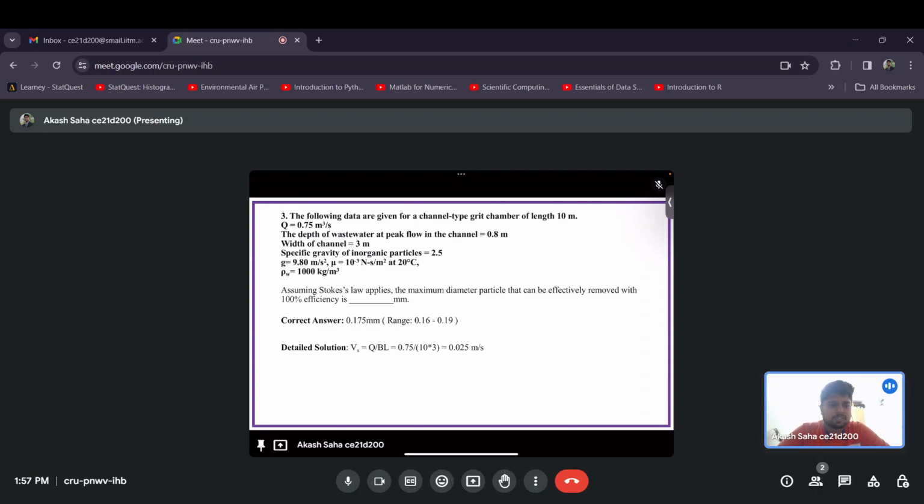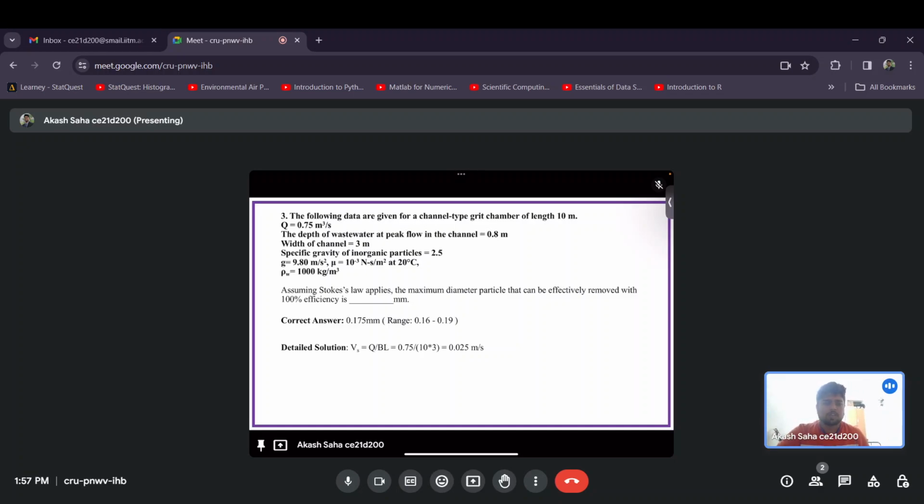So again, the surface area, as in the previous problem, will be L into B. So again here, depth is not required. So Q by L into B, that is 0.75 divided by 10 into 3, will give me 0.025 meter per second. Now, if the particle has to be removed 100%, this will be equal to my surface overflow rate or my settling velocity. Okay, so I will equate it to my surface overflow rate or the settling velocity.